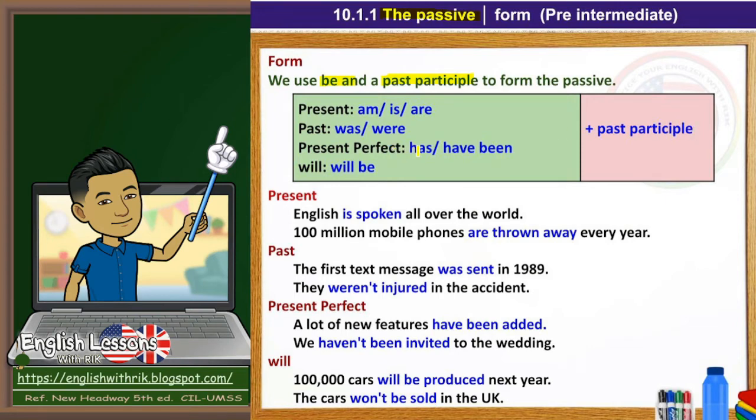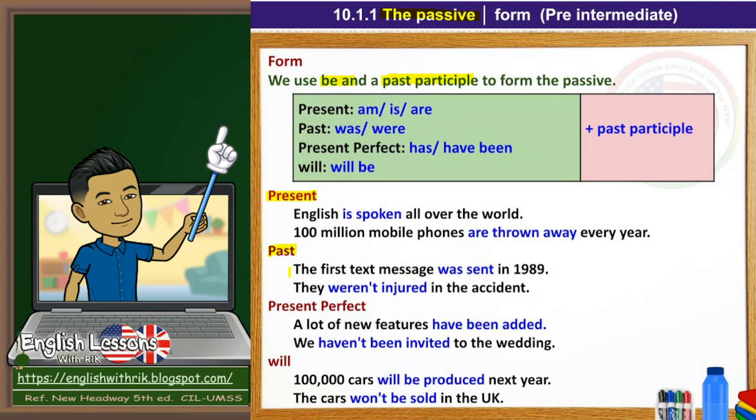Present perfect: has, or have been, and the past participle. Will: will be, and the past participle. Present. English is spoken all over the world. 100 million mobile phones are thrown away every year.